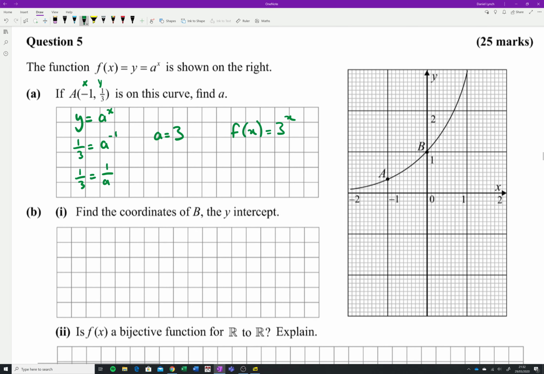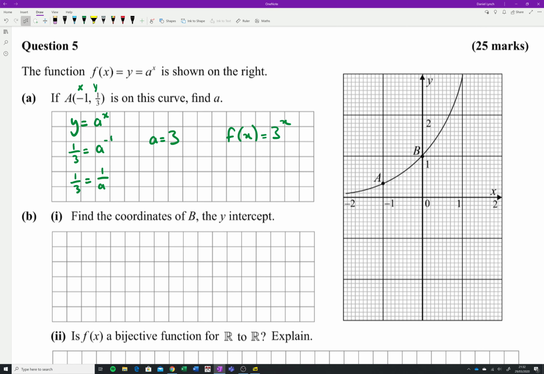B part 1. Find the coordinates of B, which is the y-intercept. What do they mean by the y-intercept? Where something crosses the y-axis. And you can always be sure, if something crossed the y-axis there, you don't necessarily know what the y value is. It's 2 point something or other. But you do know the x value. The x value is 0. So whenever you see something crossing the y-axis, that implies that x is 0.